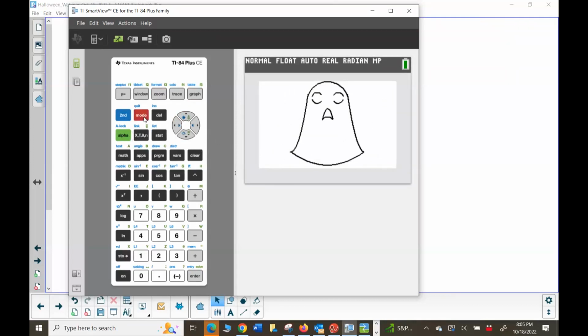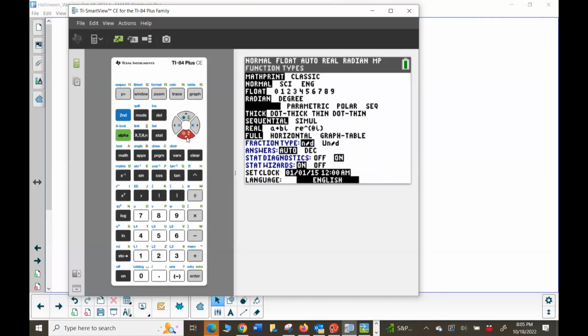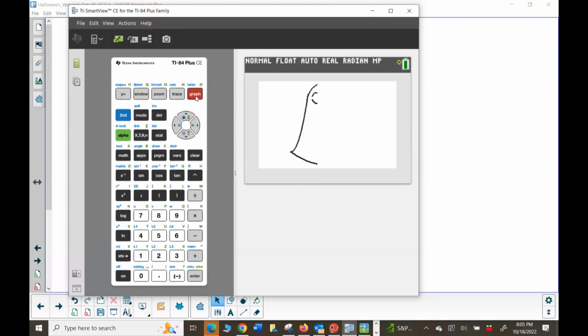You can also go to mode and have it do this simultaneously, and that's kind of cool. So I'll go to mode and press simultaneous right here. And now when I press graph, it'll go from left to right. And that's kind of cool.